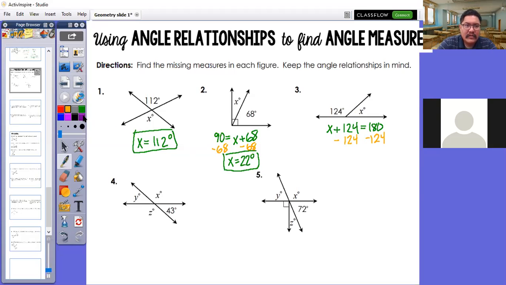And I'm going to get rid of this 124, right? Do the opposite or the inverse operation. 180 minus 124, and that would be 56.